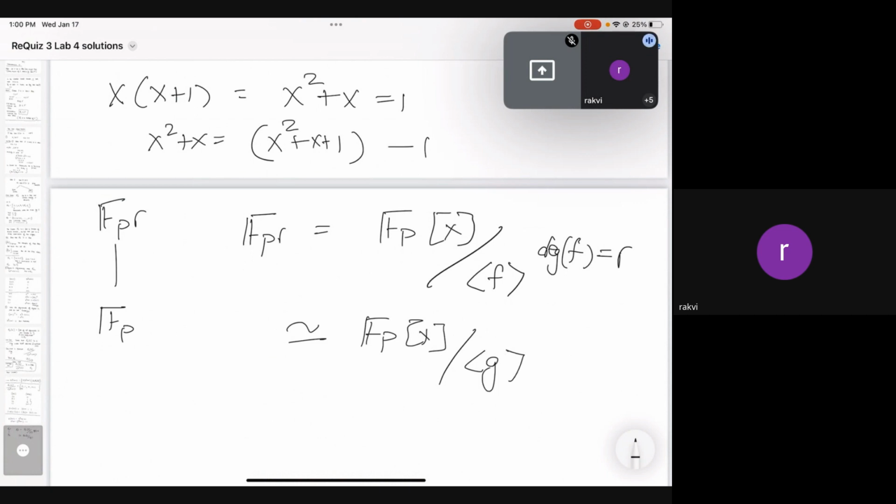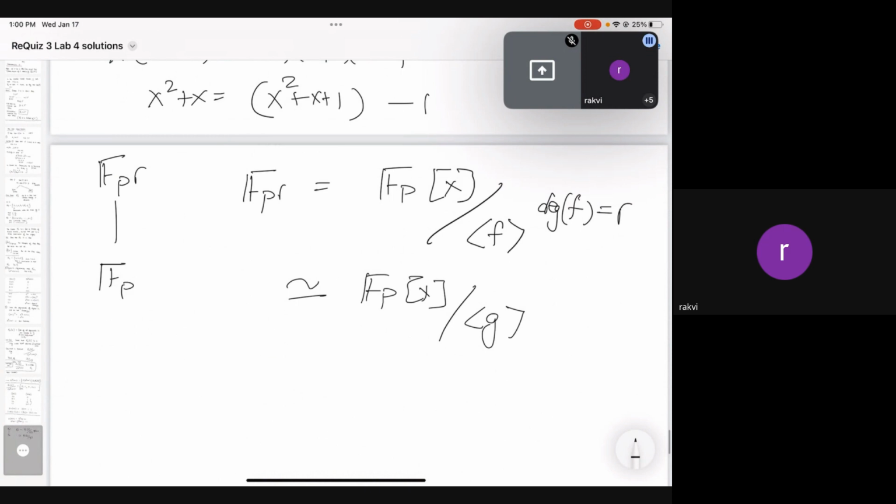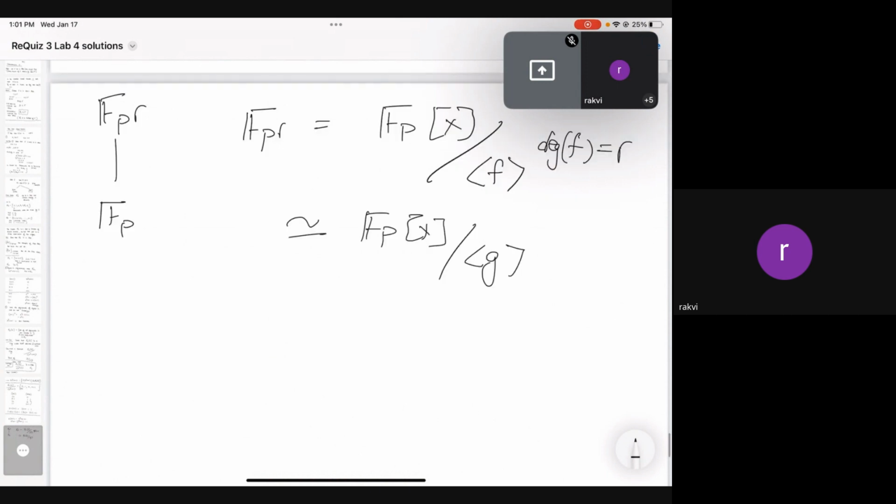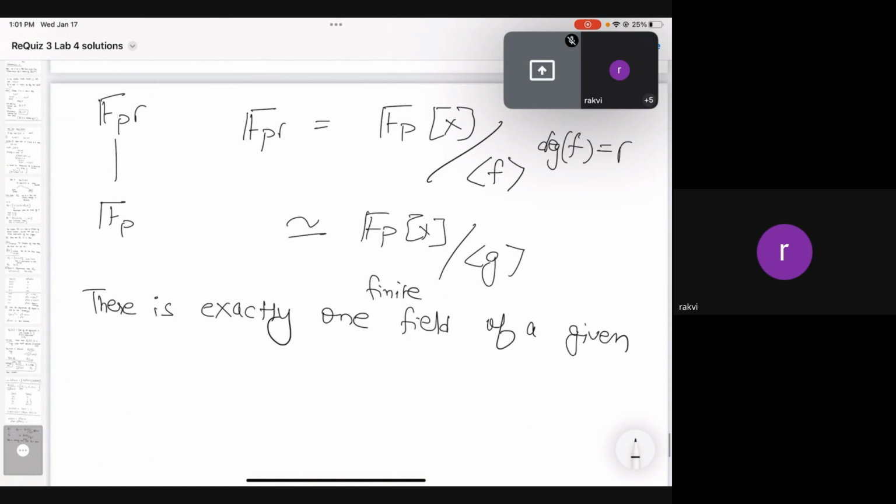So in fact, if we take two different ones, you can do this construction. And what is amazing is, even though f and g are different polynomials, the quotient ring, which is a field, that you get, that are isomorphic. Okay. So the choice of polynomial doesn't affect my field eventually. Okay. You can choose different polynomials to construct, but the object is ultimately isomorphic. So there is exactly one finite field of a given order up to isomorphism.